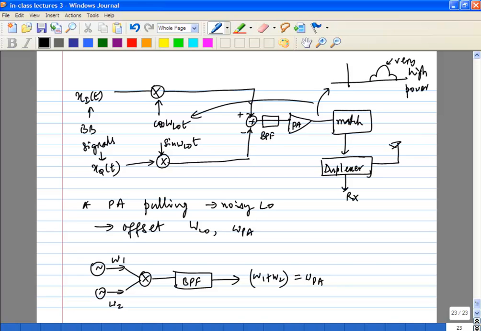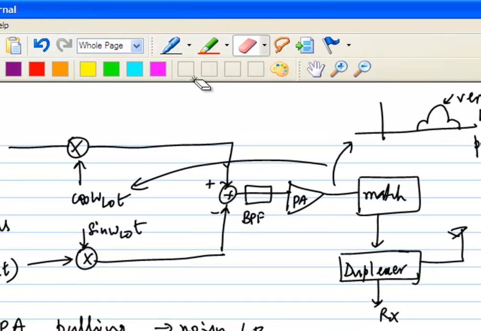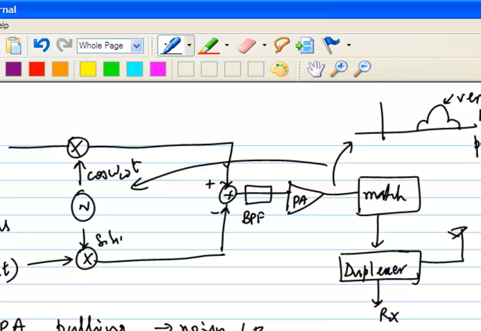So now this output, omega 1 plus omega 2, is going to produce your cosine and sine. Okay, so instead of having a single oscillator, in this case this is just omega LO. In this case, this produces omega 1 plus omega 2. Okay, this is one very simple way of doing it.